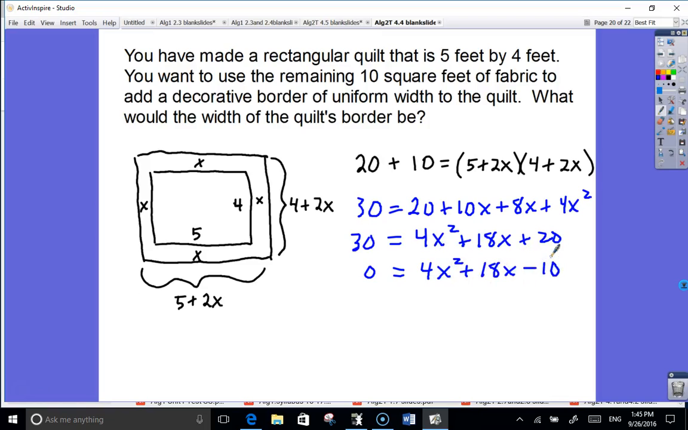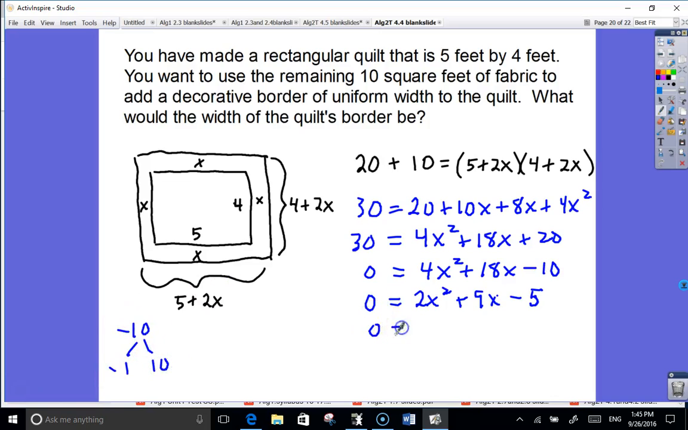So are there any common factors? We could just simplify this before we get going. Looks like you could take out a 2. So let me divide out a 2. 0 equals 2x squared plus 9x minus 5. Okay, if it's factorable, then there must be factors of negative 10 that add up to positive 9. Are there? 10 and negative 1. Okay, so that would be negative 10 breaks into negative 1 times positive 10.